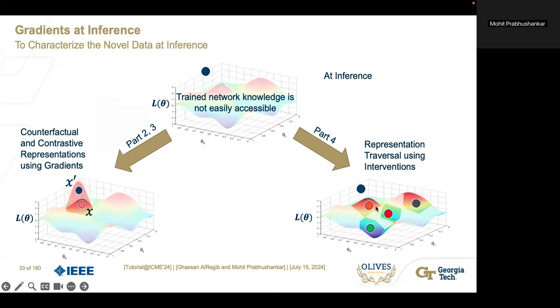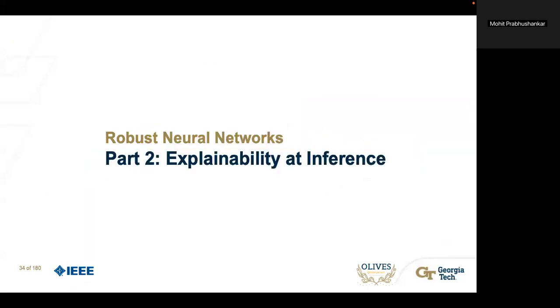And in intervention, we are intervening within a neural network and asking it to traverse to different spaces. In both of these cases, your gradients are going to help you. We'll never see the entire manifold at inference. But what we will see is small portions of it, either local understanding or more understanding of how you can traverse through your network. That is essentially what we're going to see in the next few parts.